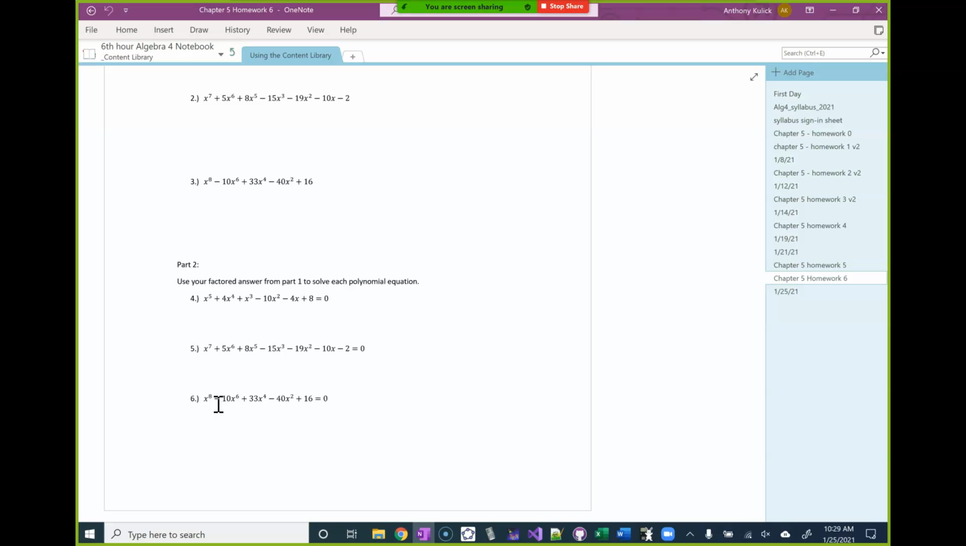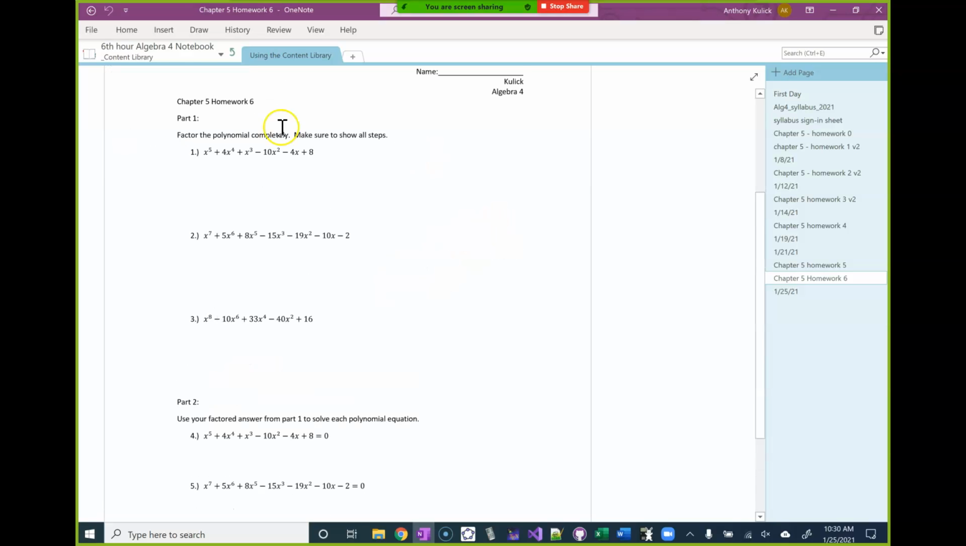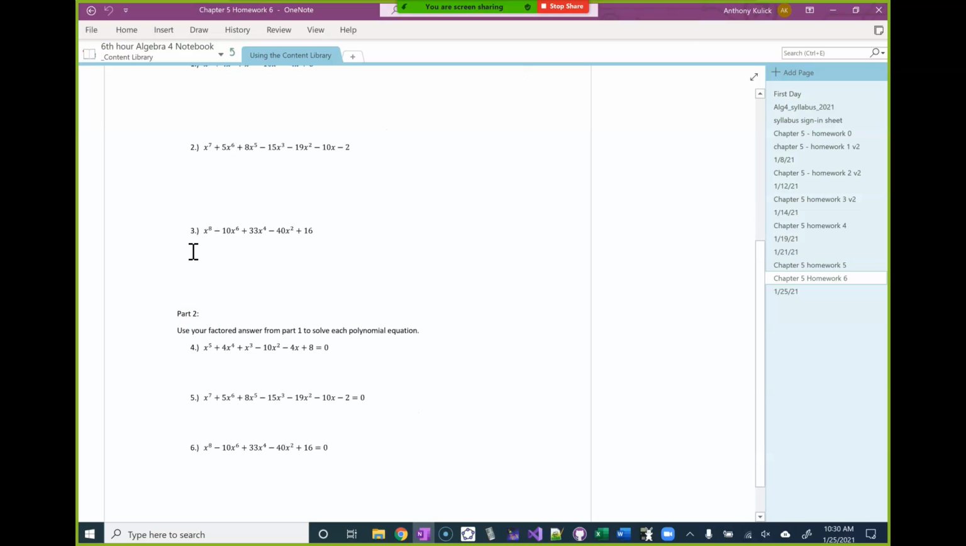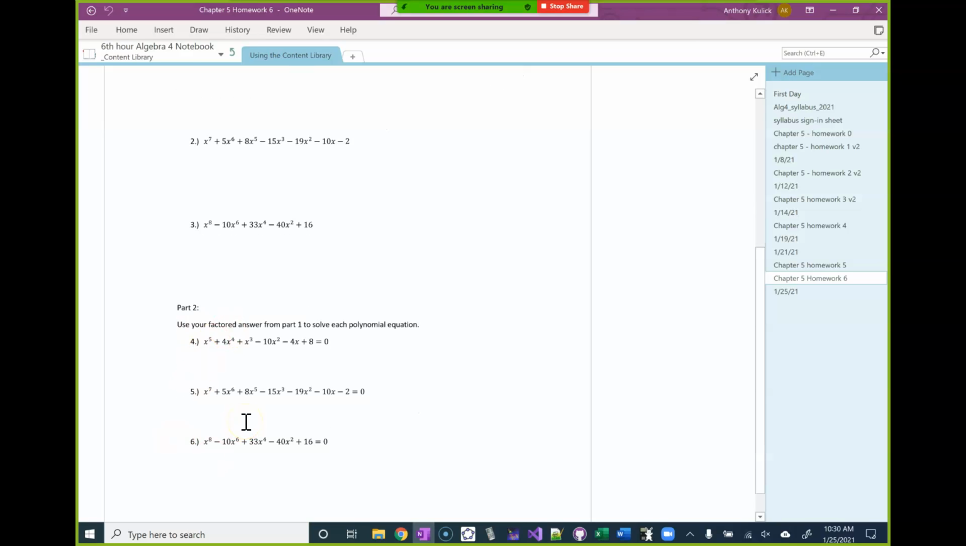Okay. So again, the first 3 questions will take a little bit of time, right? The second 3 questions should be pretty quick if you have the answers to the first 3. Because they're the same problem. You notice that, right? Or the same polynomial. So you're just going to use your answer from part 1 to do part 2. Which is nice, right? It's not like a whole other factoring problem to do.